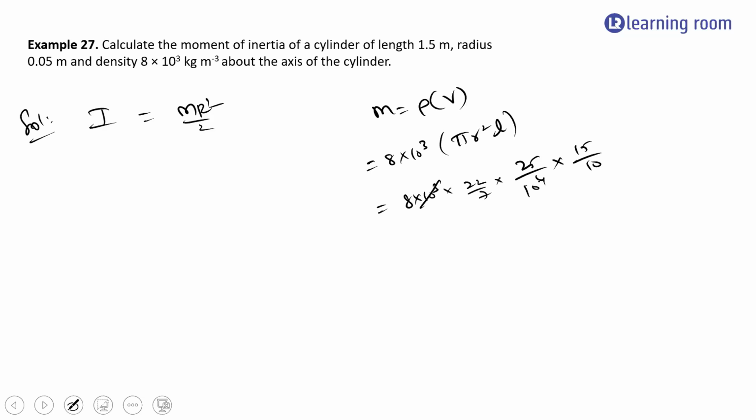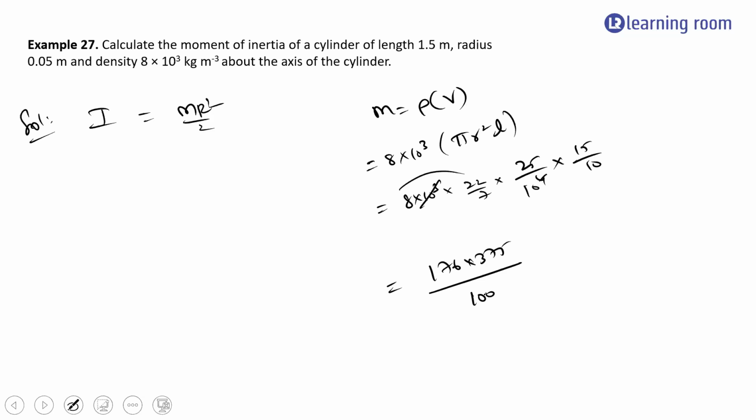So 10 power 3 will cancel this. What I left out with 25 into 15 is 375. So 22 into 8 is 176. So 176 into 375 divided by 100. Okay, no other option. You have to multiply 3 digits into 3 digits and divide it by 100.